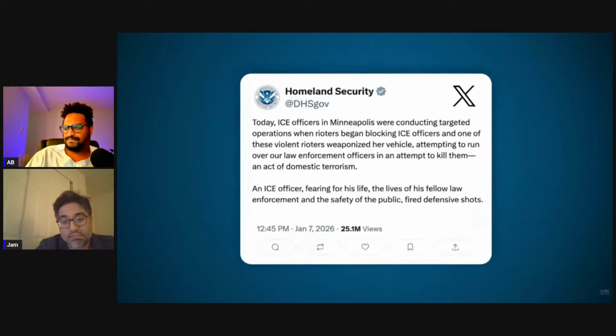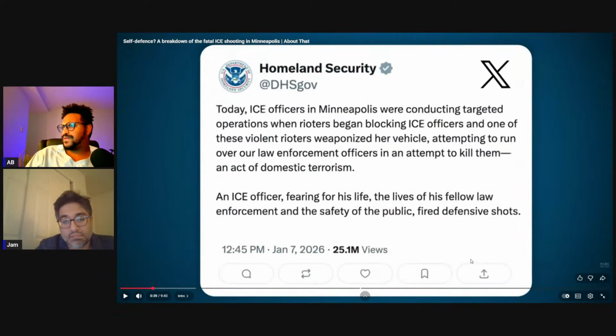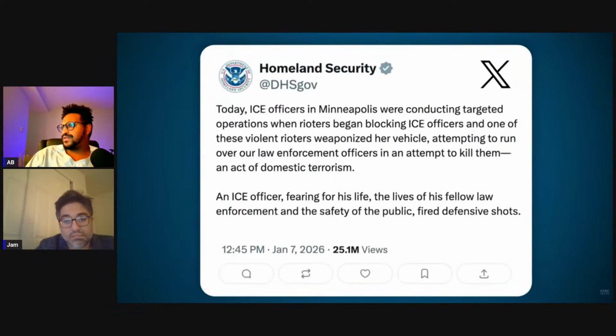That the driver was a... Today, one of these riders weaponized her vehicle, attempting to run over officers and attempt to kill them? Domestic terrorism? What do you think? ICE officer fearing for his life, the lives of his fellow law enforcement and the safety of the public, fired defensive shots.